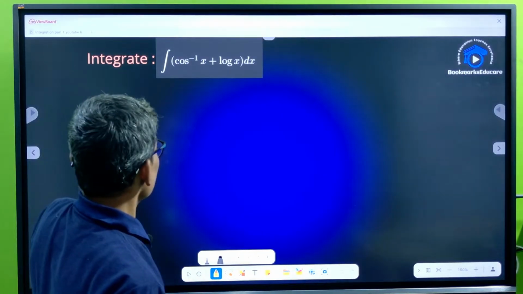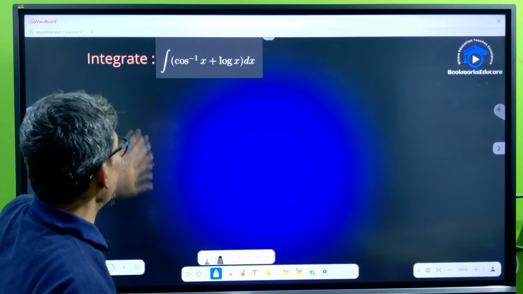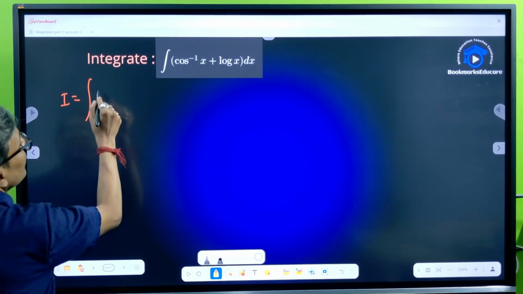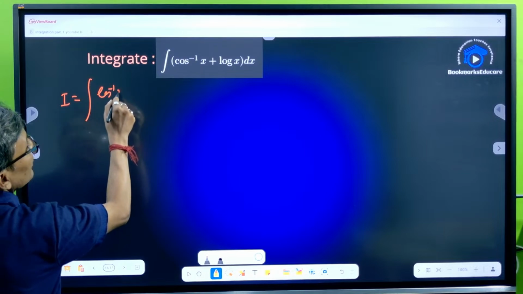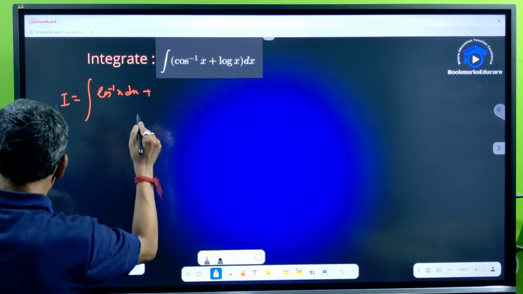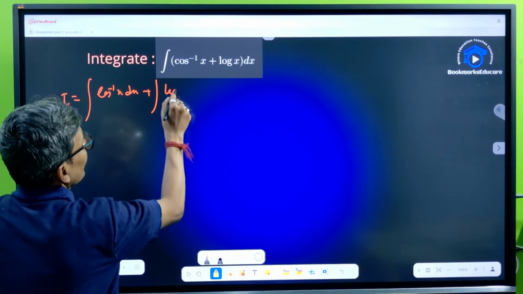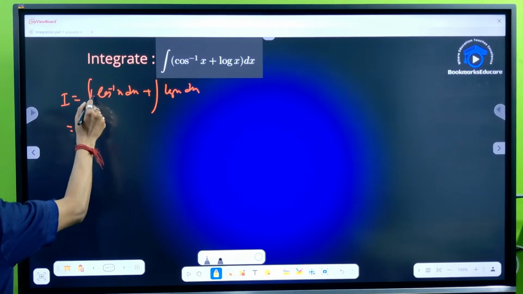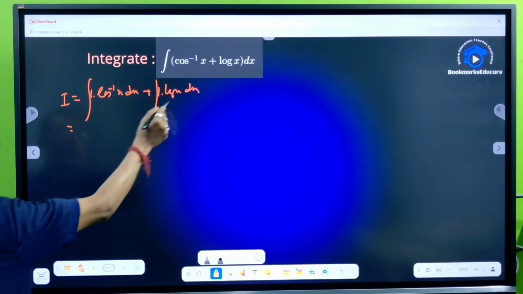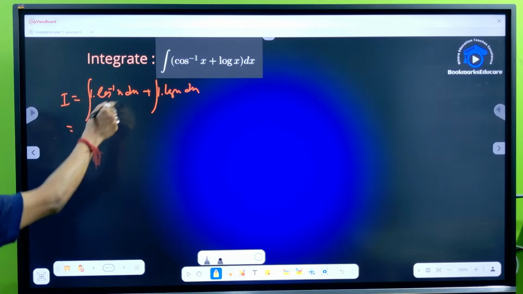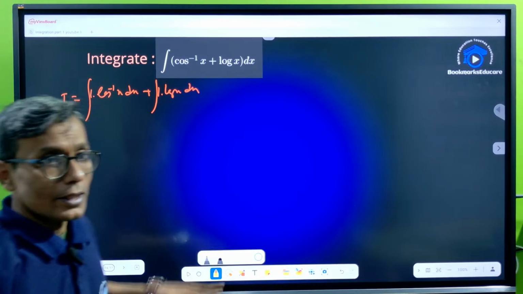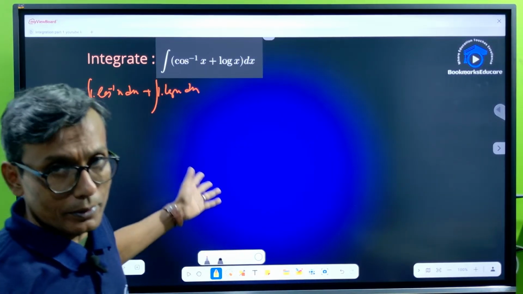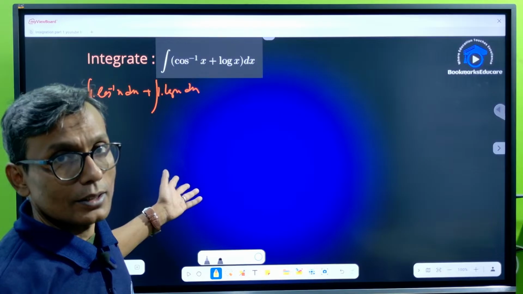This sum is based on by parts, method of by parts. So integral of cos inverse x dx plus integral of log x dx. So inverse trigonometric function into 1, here 1 into log x. In this portion, 1 is assumed as algebraic function and cos inverse x is known as inverse trigonometric function.